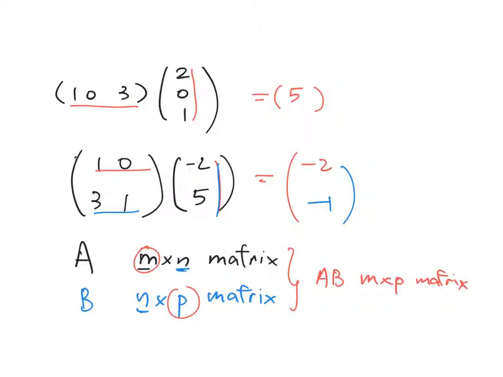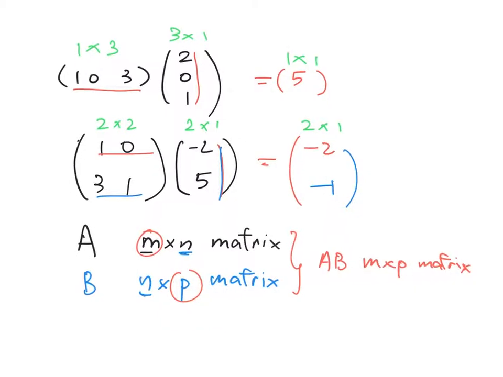So now you can take a look at the two examples on top. This is called a 1 by 3 matrix, and this is a 3 by 1 matrix. So that's why the outcome is only 1 by 1. That means it carries a single number. This one is a 2 by 2 matrix, and a 2 by 1 matrix next. So the outcome becomes a 2 by 1 matrix.